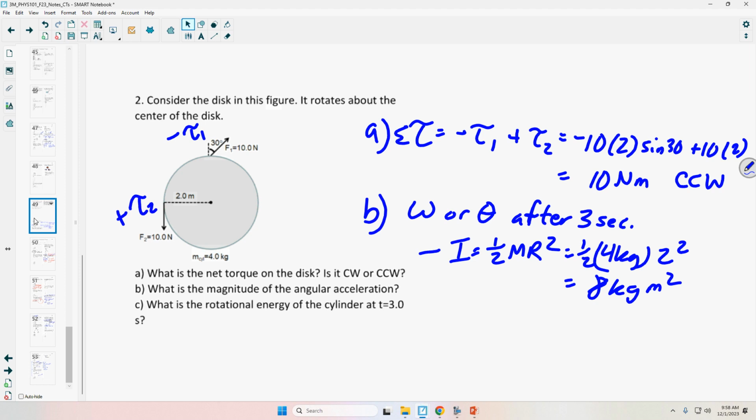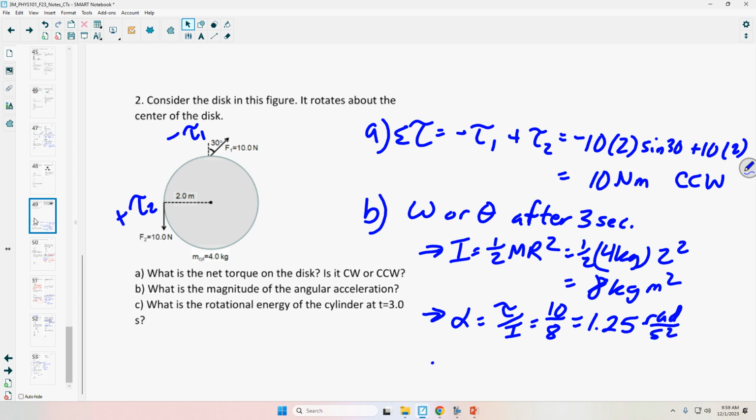Next thing that you want to do, that's first thing. Next thing is to find out what is alpha. That's the angular acceleration. That's torque over I. That's 10 over 8. 5 over 4, so that's 1.25 radians per second squared.